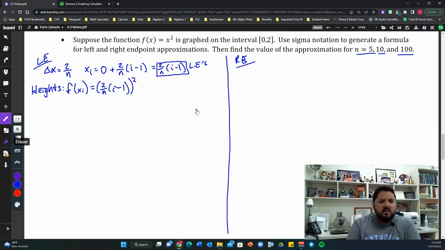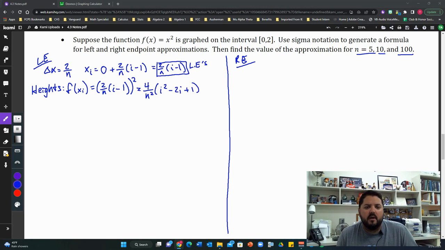It does not look nice. So what that really means is we need to square all of this stuff. The fraction in front, we can just square top and bottom. That part's not too bad. So we end up with 4 over n squared. Then for our binomial squared, we would just expand. So we get i squared minus 2i plus 1.